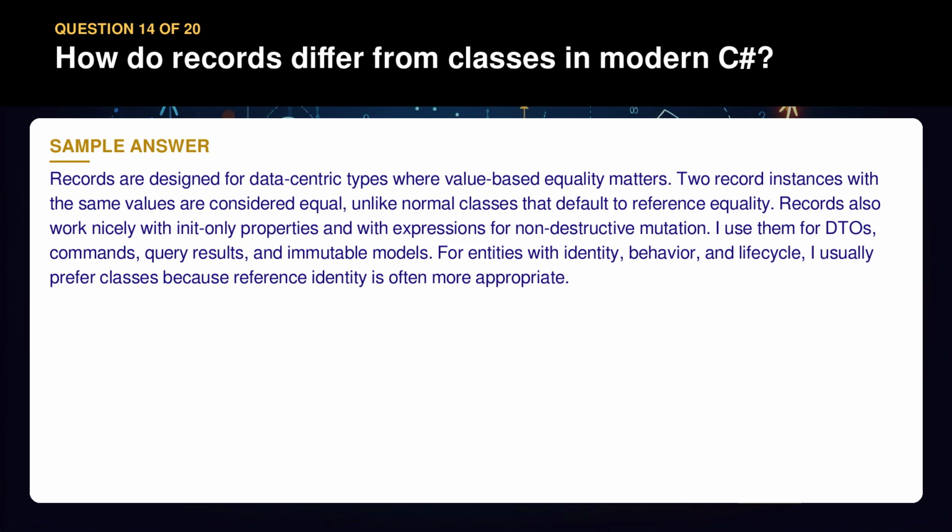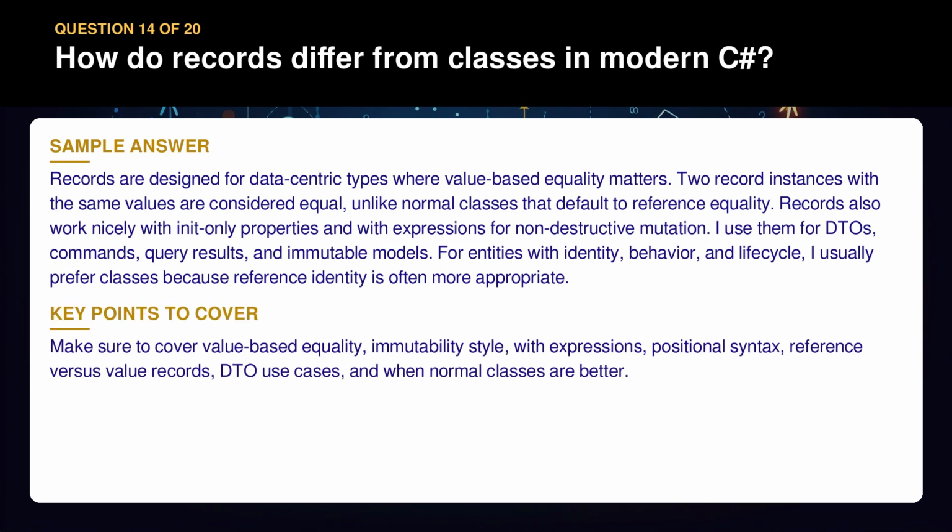I use them for DTOs, commands, query results, and immutable models. For entities with identity, behavior, and lifecycle, I usually prefer classes because reference identity is often more appropriate. Make sure to cover value-based equality, immutability style with expressions, positional syntax, reference versus value records, DTO use cases, and when normal classes are better.